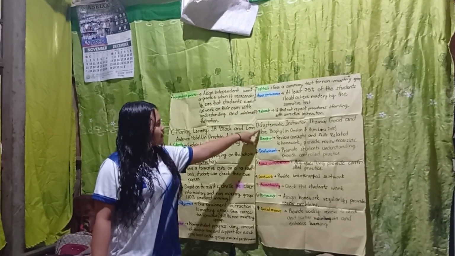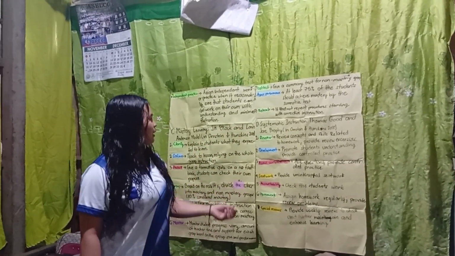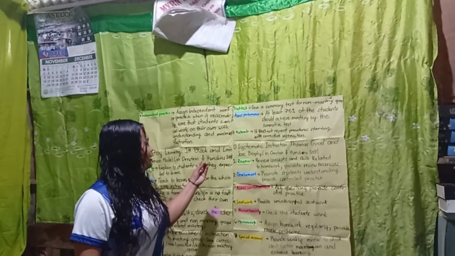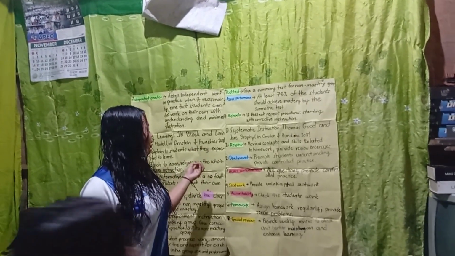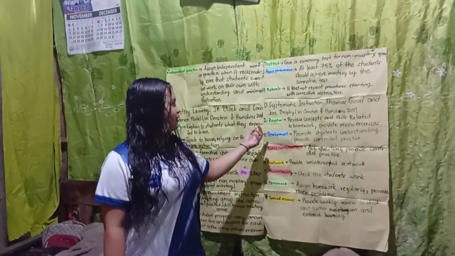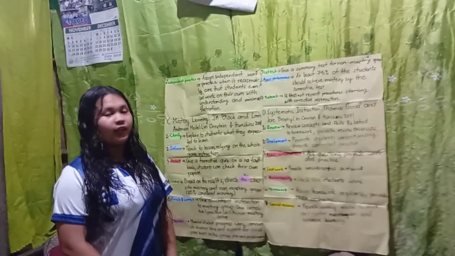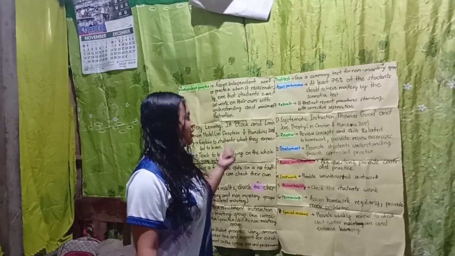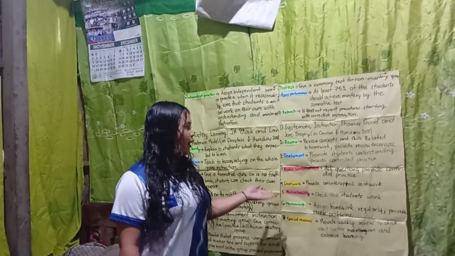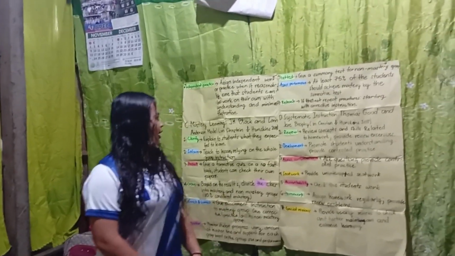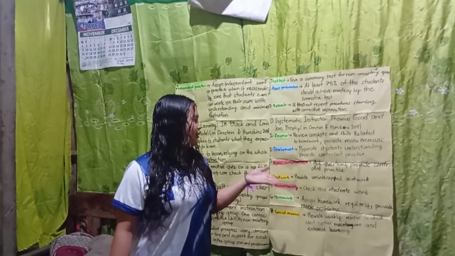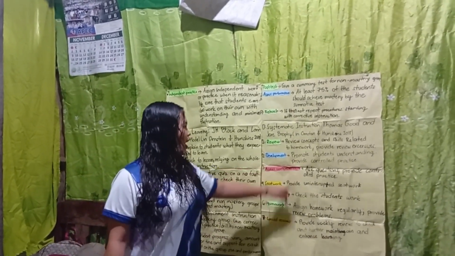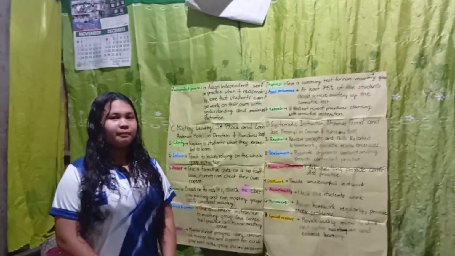Then D, systematic instruction, Thomas Good and Jere Brophy in Arends and Kilcher 2018. So its review is to review concepts and skills related to homework and provide review exercises. Development: promote students' understanding and provide controlled practice. Assess comprehension as students do controlled practice.